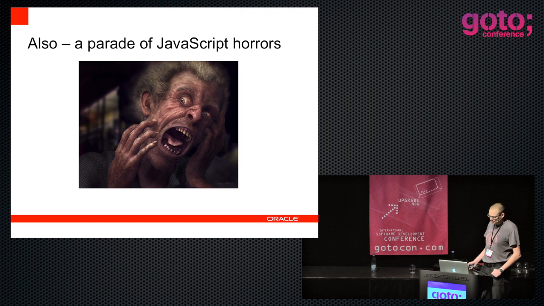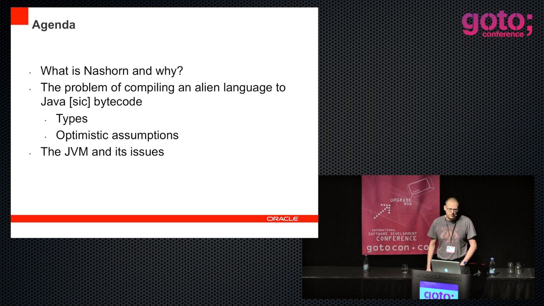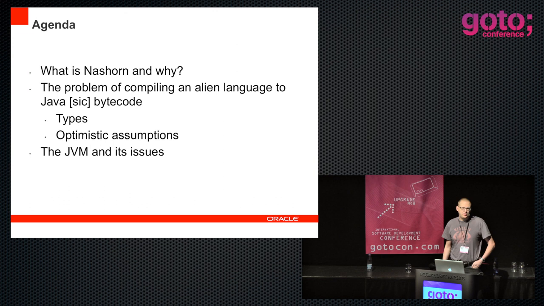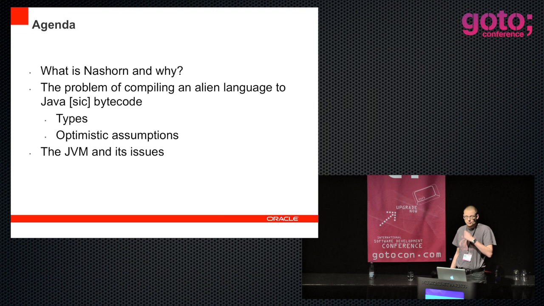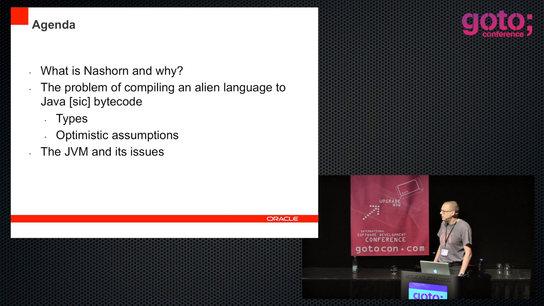So, agenda. What is Nashorn and why? The problem of representing something as bytecode that didn't used to be Java. I call this an alien language to the Java virtual machine. And Java bytecode is called Java bytecode with Java, so that's why you got this whole alien thing going. It involves types, which we don't have in dynamic languages typically, and that the bytecode does have. It involves doing optimistic assumptions so that you can get some speed, because you can't represent everything as Java objects and preserve the speed of your implementation. And then what is the JVM doing with invokedynamic? What are its issues and how can it be faster?